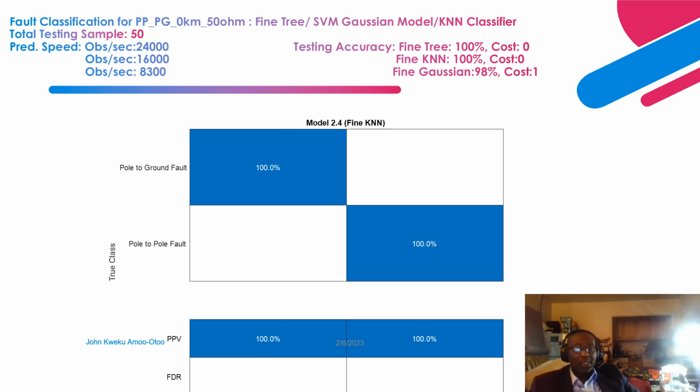Then a similar confusion matrix, but in a different category. As you can see over here, your positive predictive values are your correct classification, and the false discovery rate is your misclassification. So as you can see, misclassification for false discovery is 0 for all of these.